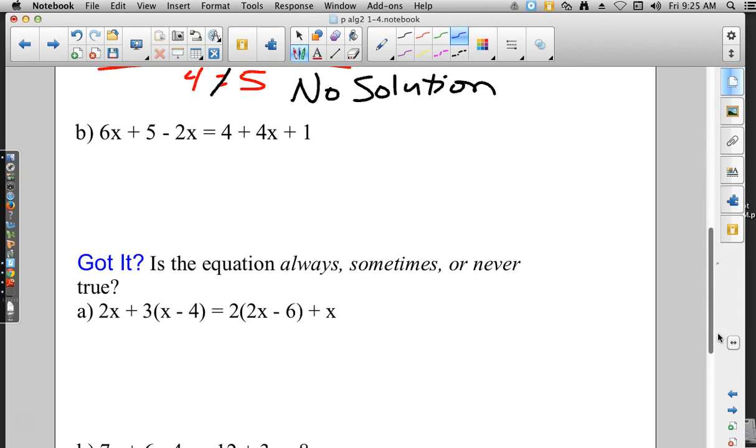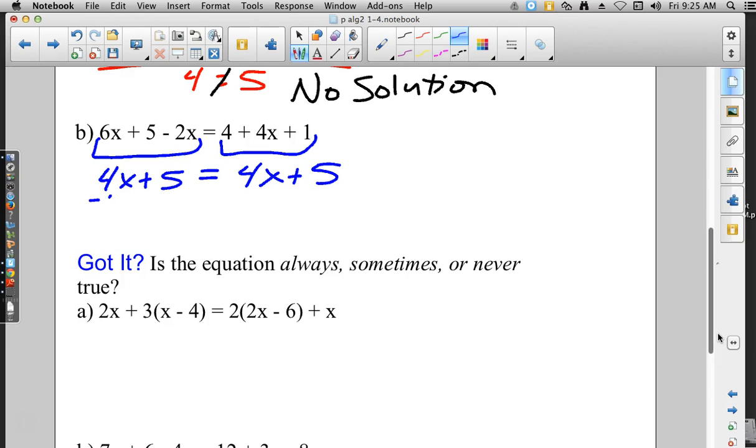Let's take a look at B. Similar in that we have to start by combining those like terms on each side first. So over on the left, we would have 4x plus 5, and over on the right, we would have 4x plus 5. Now, right away, that should grab your attention. You should go, wait a minute, those are both exactly the same. Wait a minute, that means it has infinitely many solutions. But let's just say you keep going.